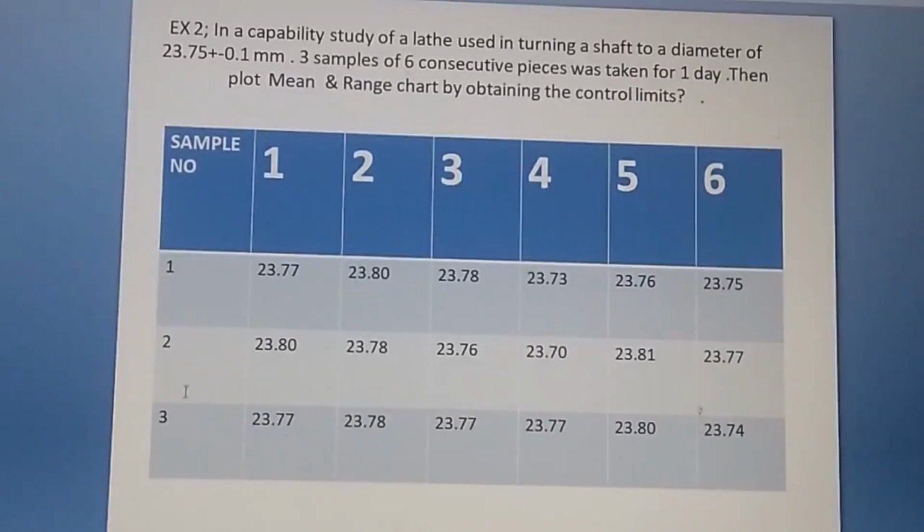So here is the question. There are 3 samples taken, with sample numbers, and 6 consecutive pieces have been taken, and their observation values are given. This is the first observation, second, third, fourth, fifth, and sixth, like that. So let us plot the mean and the range chart.